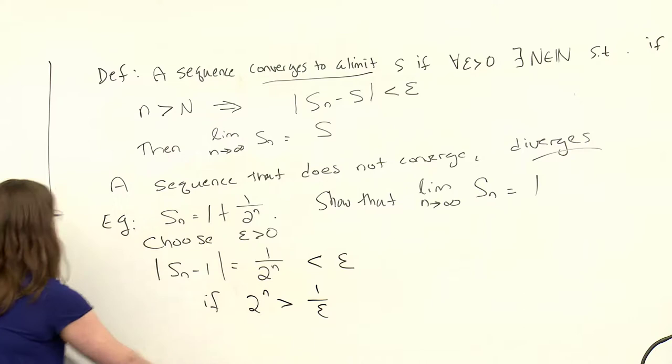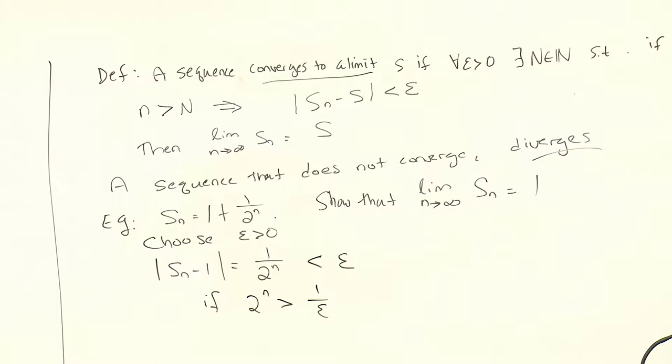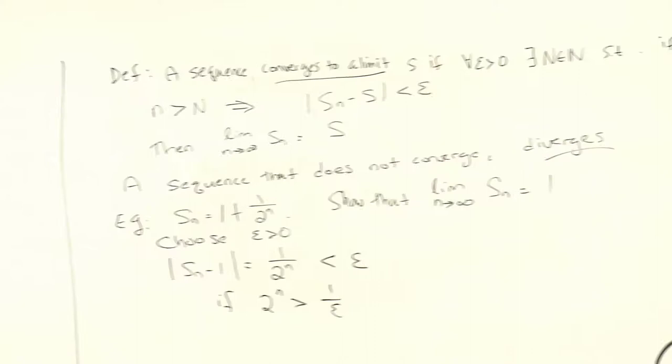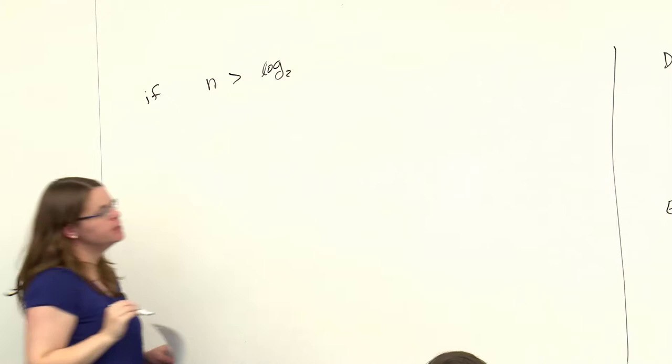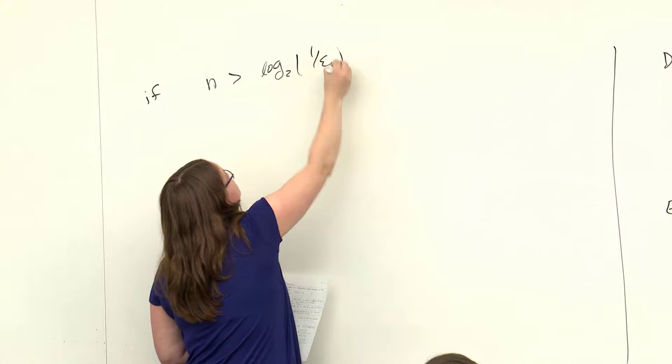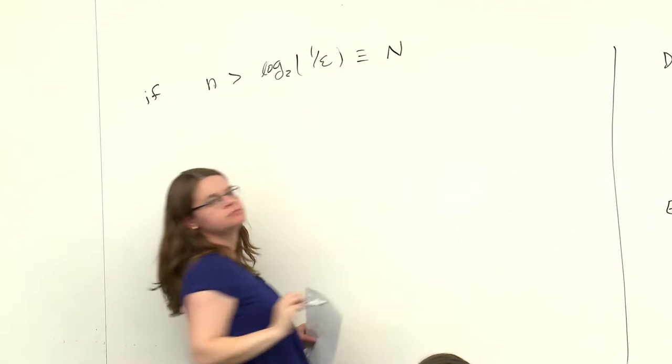And then we do what we always do, right? We try to solve for the n that we need in order to pull this off. So for this, we're going to take a log base 2. So this happens if n is greater than log base 2 of 1 over epsilon. So this we're going to call our capital N. Right, and then you're done.